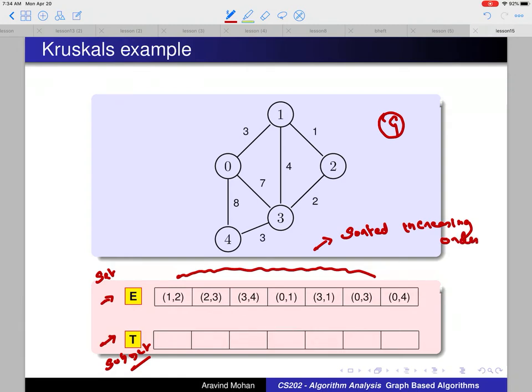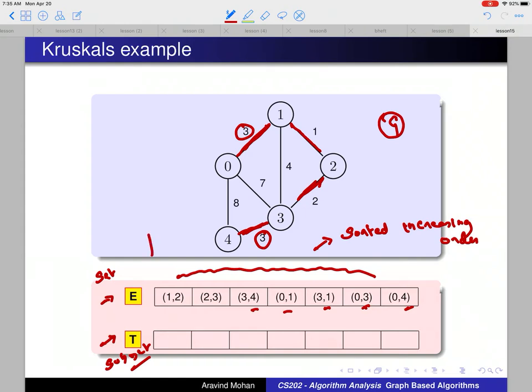So you can see 1, 2 is the lowest edge weight, then 2, 3, and then you have 3, 4. If you have edge weights that are the same, then you can simply randomly pick any one of them. So here we are picking 3, 4, then we pick 0, 1, then 3, 1, and then you can see it's 0, 3, finally 0, 4. So we arrange them in increasing order by doing the sorting.